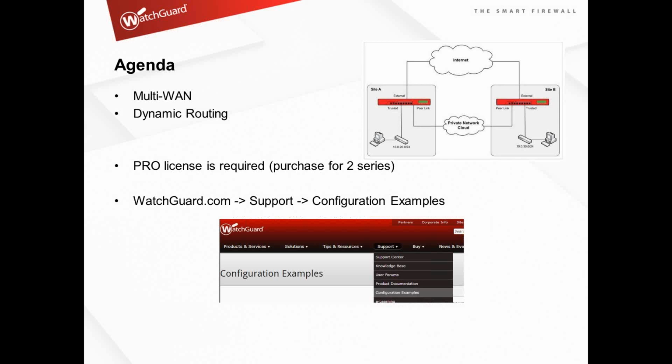So the majority of what we're going to talk about today with multi-WAN is going to require the Pro upgrade. Now, anything 3 series and above is going to go ahead and ship out with a Pro upgrade. If you have branch offices with a 2 series, you'll want to contact either myself or your territory sales manager and definitely look at getting the purchase for the Pro upgrade.